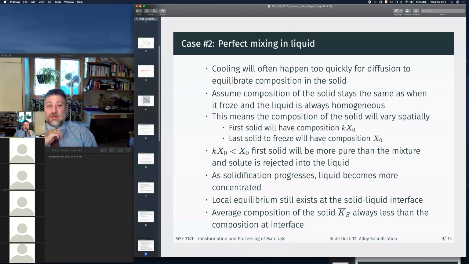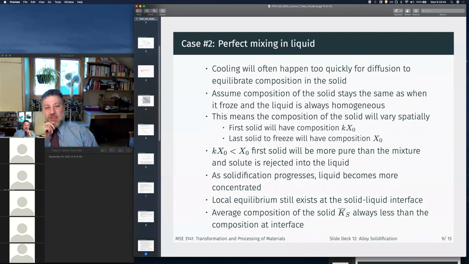But we're saying that there's not enough time for diffusion to happen in the liquid. So the composition of the solid remains the same as when it froze, but the liquid is always homogeneous, right? So that means that the composition of the solid is going to vary spatially. The first solid is going to have the composition of kx naught.